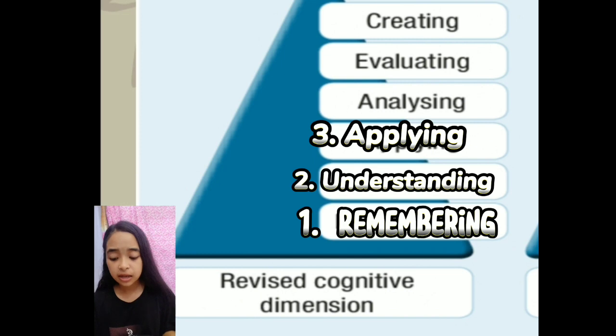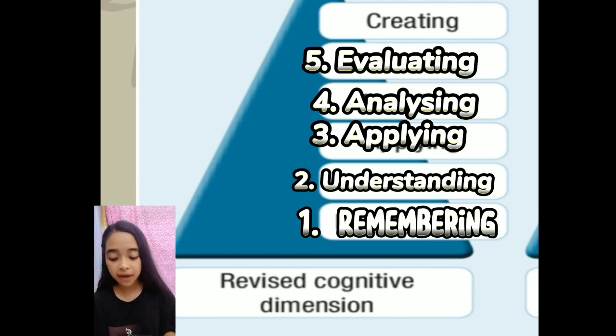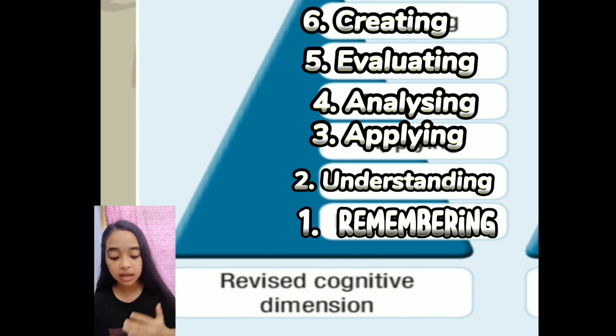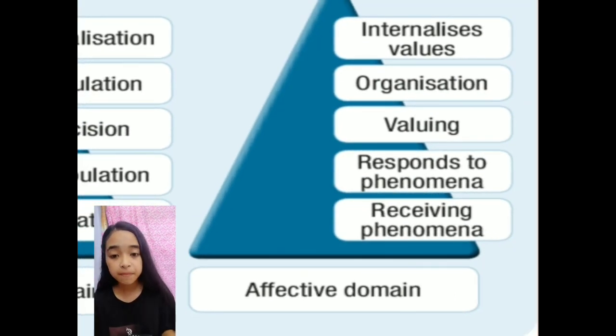Let's discuss level 4, which is analyzing. This means breaking materials or concepts into small parts, determining how one part relates to other parts or how the parts relate to the overall structure or purpose. Level 5 is evaluate. At this level, students are required to make a judgment based on the value or quality of information. Next is level 6, create. This level requires students to put elements together to form a rational or functional whole, reorganizing elements into a new pattern. Let's proceed to the second domain, which is the affective domain.